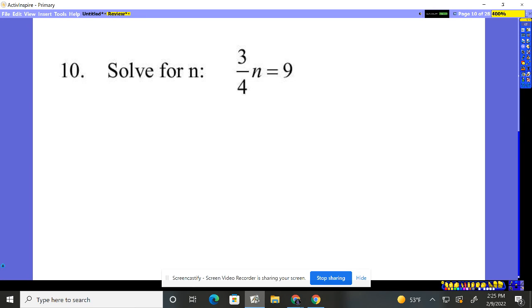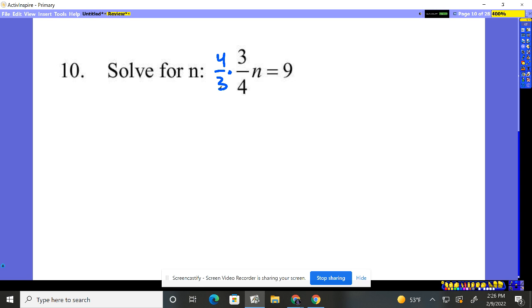Number 10, we want to solve for n. It says 3/4 times n equals 9. Whenever we have a fraction, you could divide by 3/4 on both sides, but it gets a little complicated there. We're just going to multiply by the reciprocal, which is what would happen anyway if you divided by 3/4.